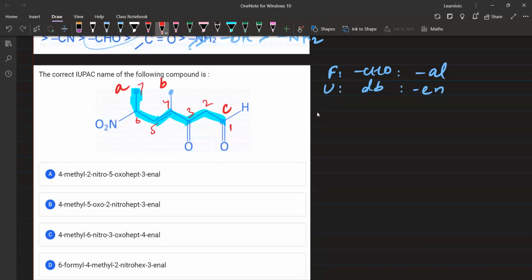As soon as you have numbered, you will see that you have 3 oxo. Then the fourth carbon has a double bond. So 4 en. All of them are saying 3, which means they're numbering from here, 1, 2, 3, 4. But the correct numbering will be from the aldehyde. So you will write it like this. This is the correct option: 4 methyl, 6 nitro, 3 oxo, hept, 4 enal. So this is the correct option. You can see that 4 methyl, 4 en. Okay, so please copy this down.